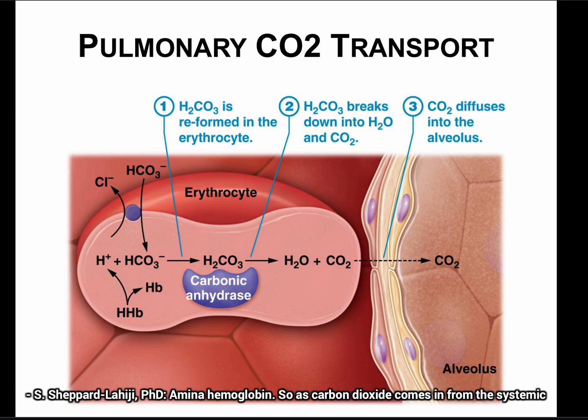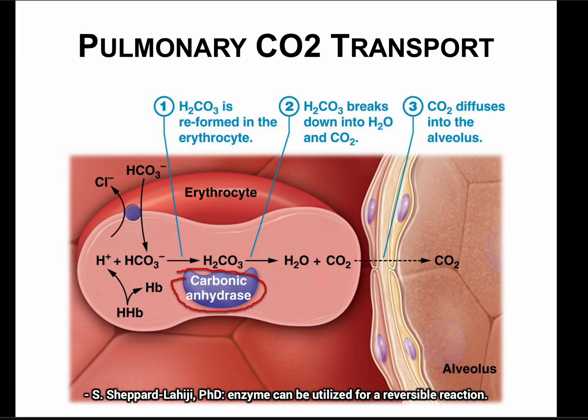So as carbon dioxide comes in from the systemic bloodstream, its binding causes more oxygen to dissociate. And that's for reasons we discussed in factors that influence oxygen unloading. This dissociation allows more carbon dioxide to combine with hemoglobin. One more thing to notice is that when it comes to this conversion back to the form of carbon dioxide, we're utilizing the same enzyme here. So this enzyme can be utilized for a reversible reaction.